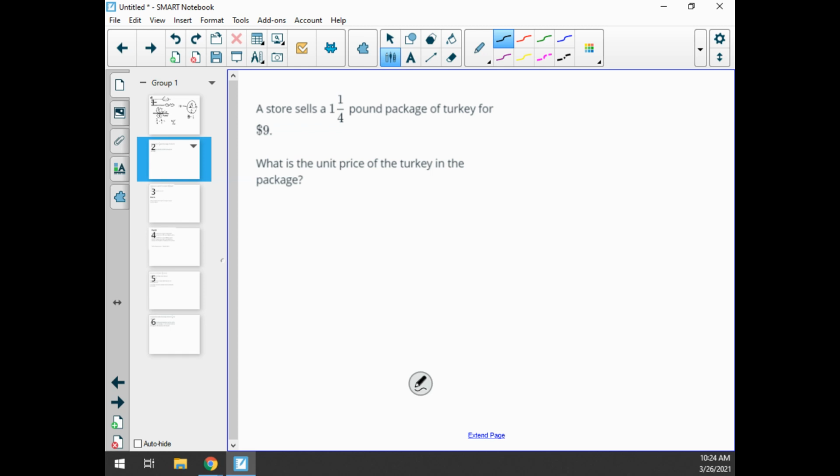Next, the question is asking, what is the unit price of the turkey in the package? The unit price, that means how much turkey for one, or what is the price for one. So we're trying to find the price for 1 pound of turkey. To find the unit rate, you have to take those two values and divide it. We have to take the amount of money per pound.